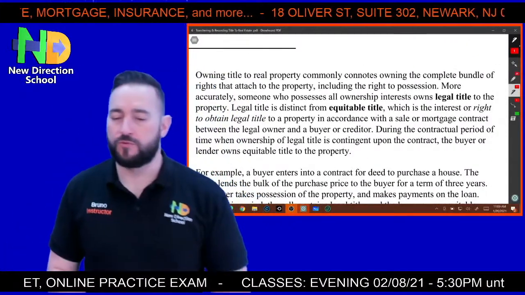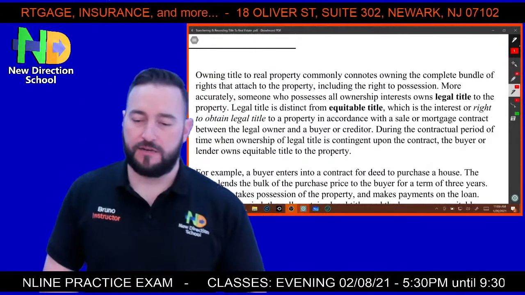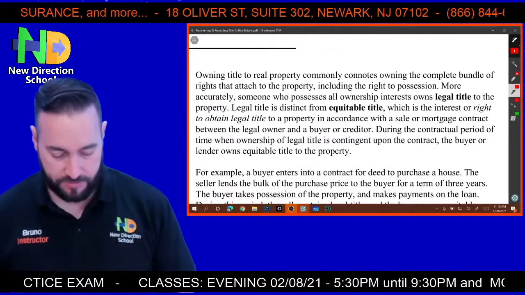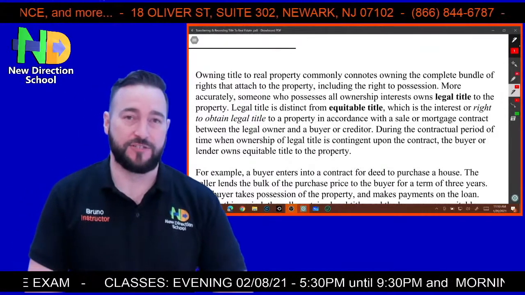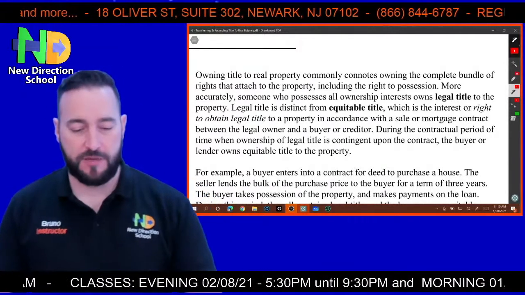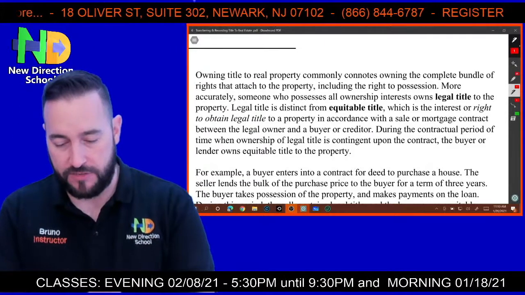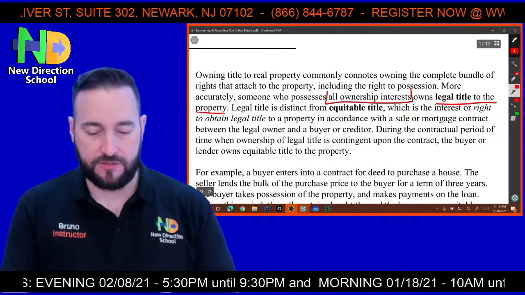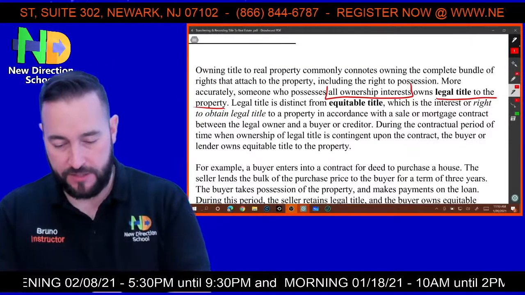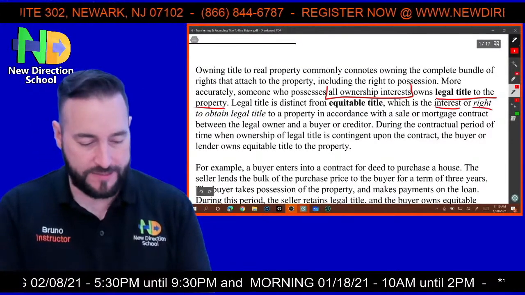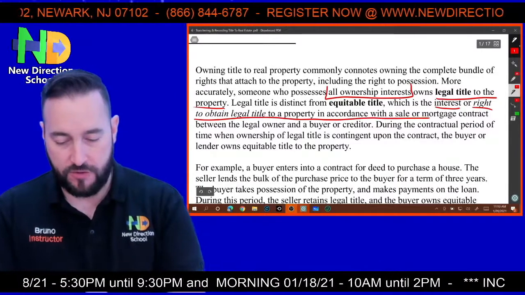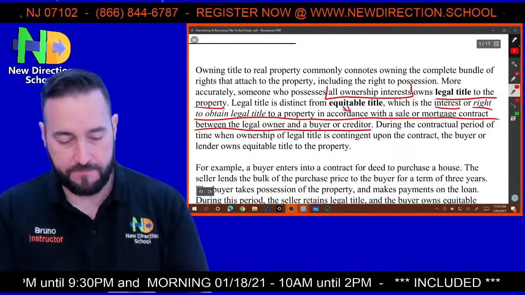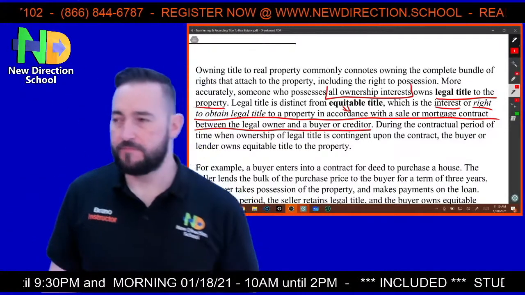Owning title to real property commonly connotes owning a complete bundle of rights that attach to the property, including the right of possession, right? More accurately, someone who possesses all the ownership interests owns legal title to the property. And legal title is distinct from equitable title, in which the interest or right to obtain title to a property in accordance with a sale or mortgage contract between the legal owner, the buyer, or the creditor.